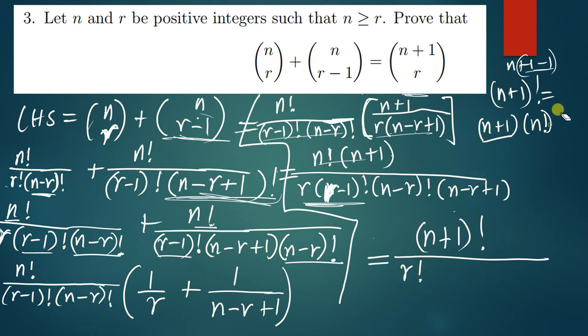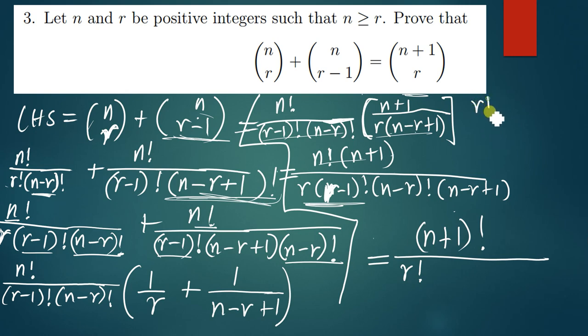Because r factorial can also be written as r times r minus 1 times r minus 2 times r minus 3. As a result, instead of writing r minus 2, r minus 3, I can just say r minus 1 factorial. So this is what it means. So this part here can also be written as r factorial.